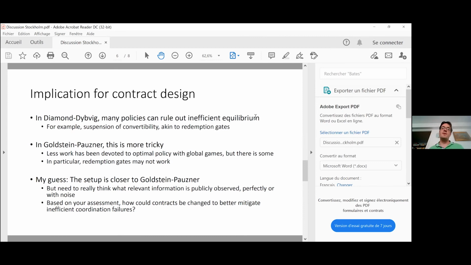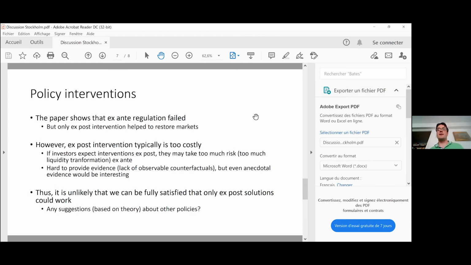So this makes me think that probably the setup is closer to Goldstein and Pauzner. Also because I haven't thought this through completely, but I think that if we take the Goldstein and Pauzner model, we cannot have a rule as simple as suspension of convertibility or redemption gate to fully rule out everything. That needs to be checked, to be honest. So I think perhaps we need to think a bit more about what specific features of the Goldstein and Pauzner model of strategic complementarities work in your context or not.